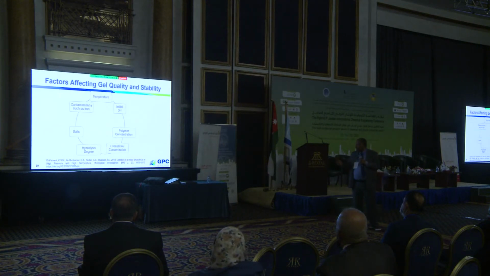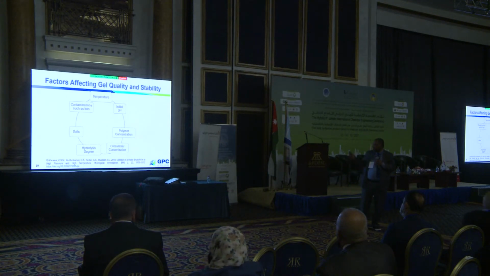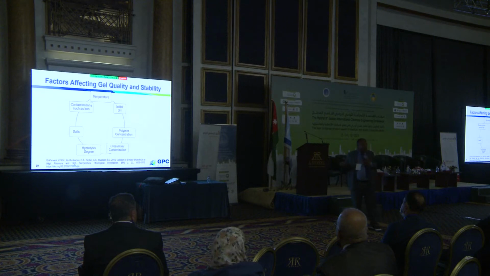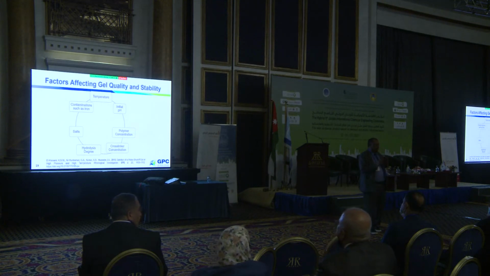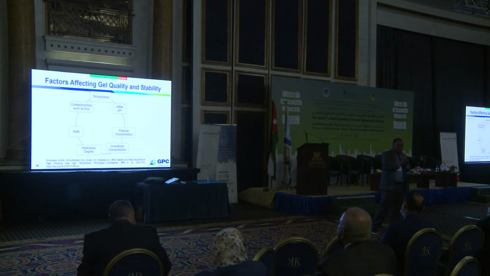Of course, the gel and gel strength are affected by many factors. Part of it is the concentration of polymer, salts, and initial pH. pH is very important. The degree of hydrolysis is also important. All of these factors should be optimized to get the best formulation for the specific application. If you have a specific application, you have to know the target zone, the temperature of that zone, the water salinity, and the depth, so that you can design the right formulation.